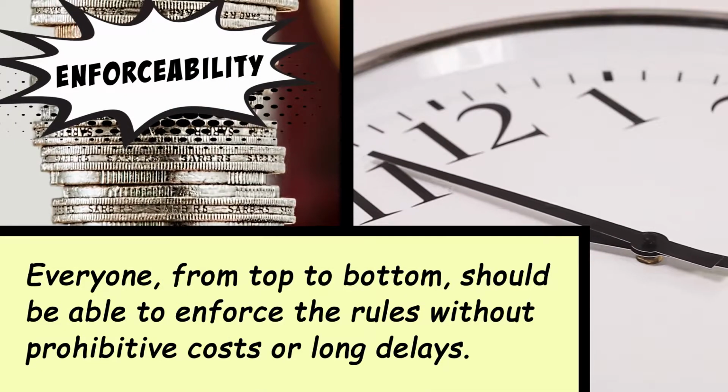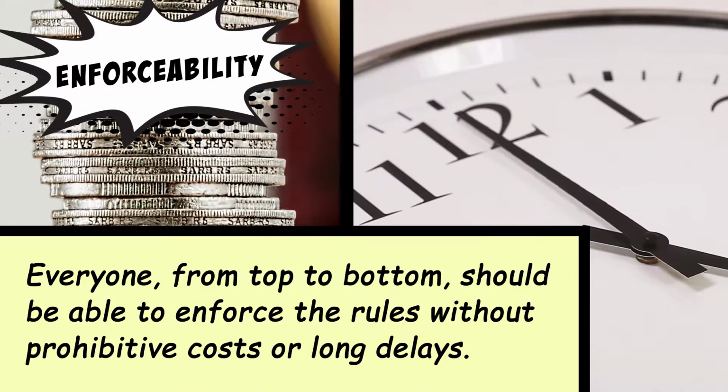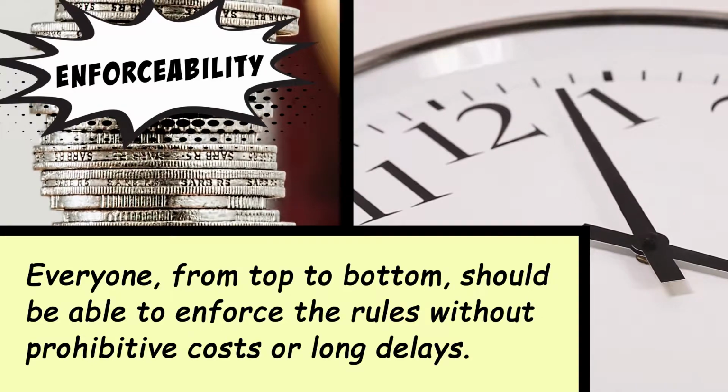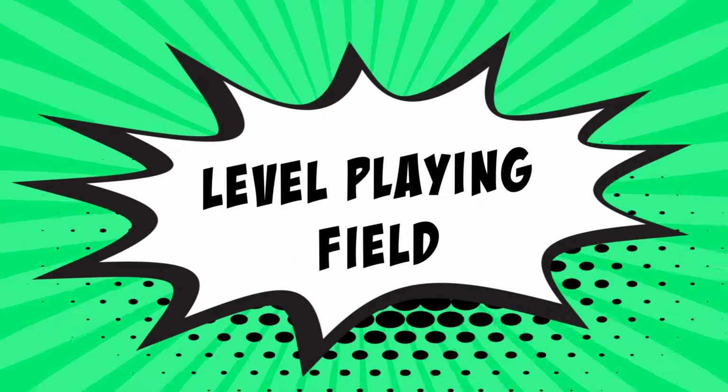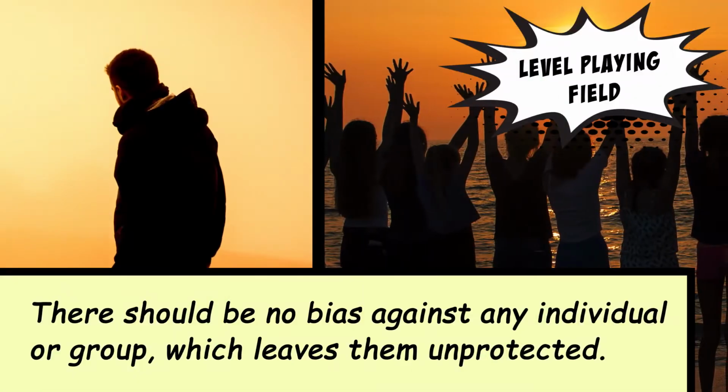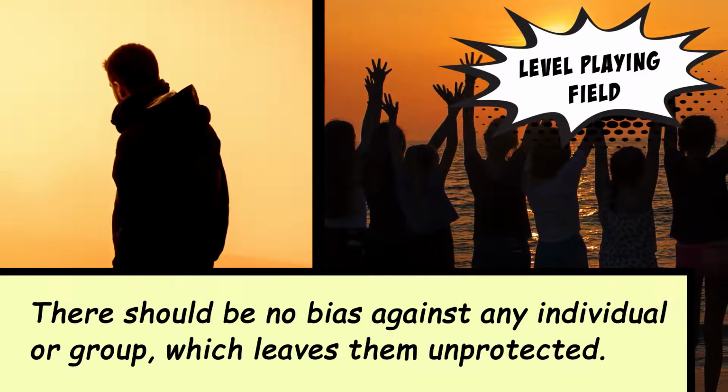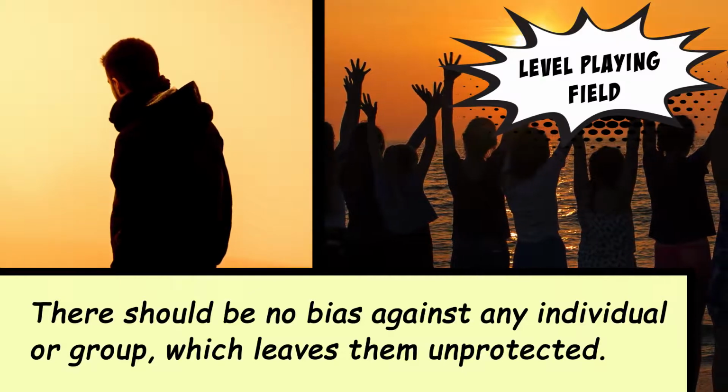Everyone from top to bottom should be able to enforce the rules without prohibitive costs or long delays. Redress should be available from independent courts. There should be no bias against any individual or group, which leaves them unprotected.